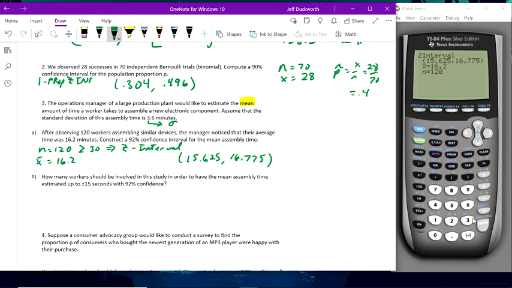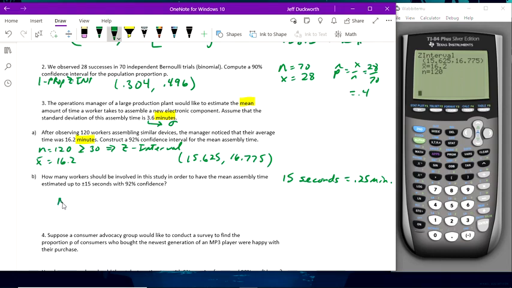So now we're looking for how many workers should be involved in the study in order to have the mean assembly time estimated up to plus or minus 15 seconds. Well, let's take a look at what we did here. Average time is in minutes. Standard deviation in minutes. So 15 seconds is how many minutes? Well, it's 0.25 minutes.